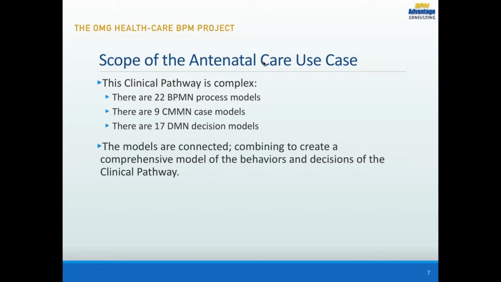These models are all connected in some way or another. So one process might be called from another, and you have a CMMN case model that calls another process because you need to do some processes from there, and then there are decisions that can happen at multiple times throughout the process. So we'll look at that.